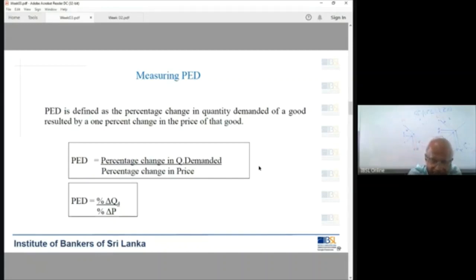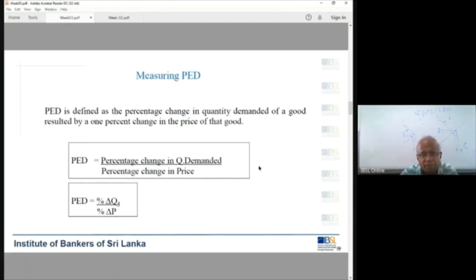The same thing written in a small box: percentage, delta stands for change, quantity demanded, in the numerator. Denominator: percentage, delta, change, price. The same formula: percentage change in quantity demanded divided by percentage change in price. Percentage delta QD divided by percentage delta P. That is the formula.